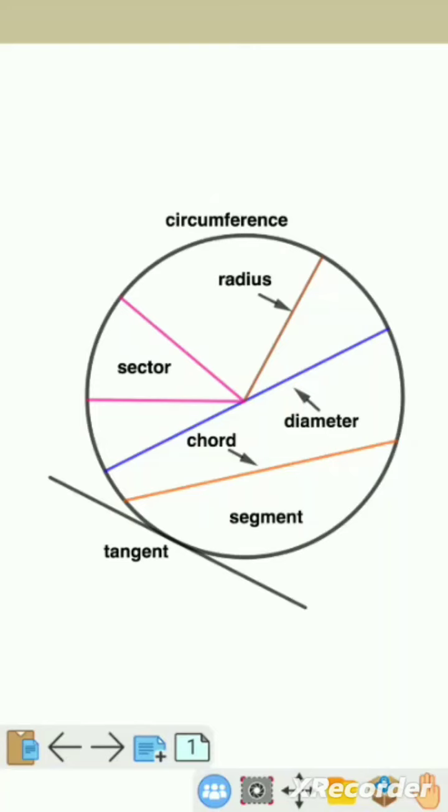Let us look at the parts of a circle. So first we'll see what is circumference. Circumference is the boundary of the circle. So we can see around the circle, this is the boundary. So this is called the circumference of a circle.